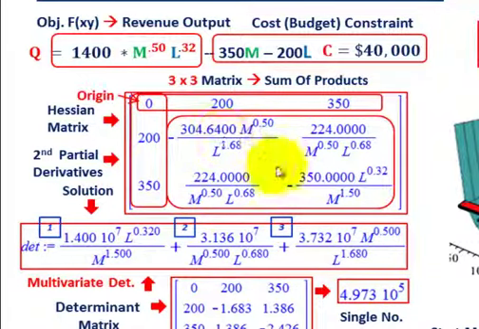So what we do here, we just go and solve this matrix. Well, you're not going to do this by hand. This is where you're going to do some computer solution. So I use MapleSoft. If we solve this 3x3 matrix that we've set up on these second partial derivatives, we're going to come up with some multivariate determinant solution.